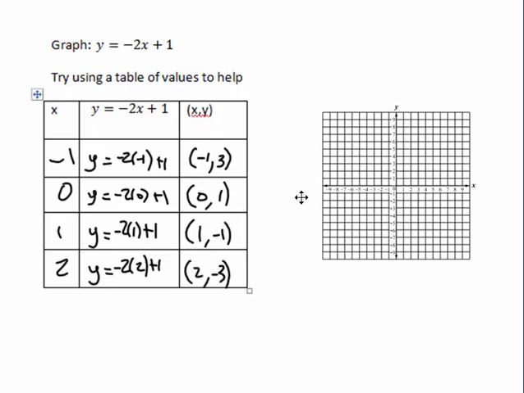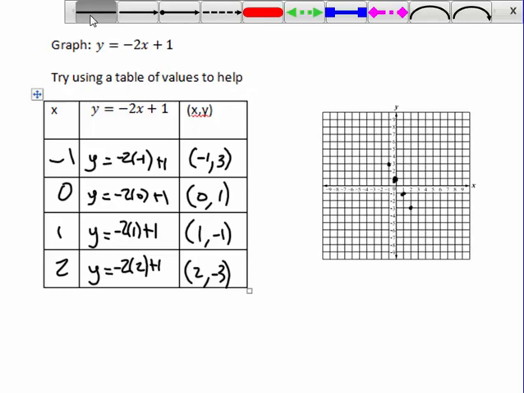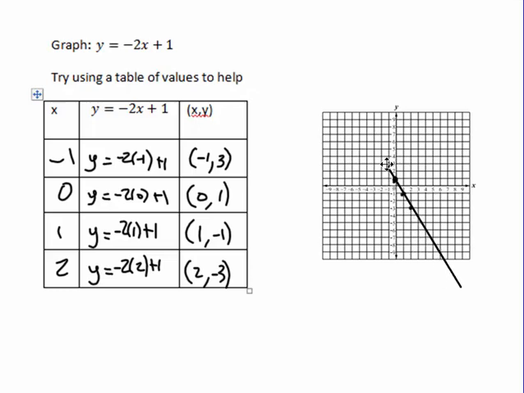Now I can plot these points. So negative 1, 3, it's negative 1 on the x-axis, 3 on the y, and I get a point here. And 0, 1, that's 0 on the x-axis, 1 on the y-axis, and I get a point right here. And 1 on the x, negative 1 on the y, gives me that point here. And then I go 2 on the x and negative 3 on the y, and I get this point here. And wouldn't you imagine that it's going to draw a straight line for us? So I'm going to start here and draw my line this way.